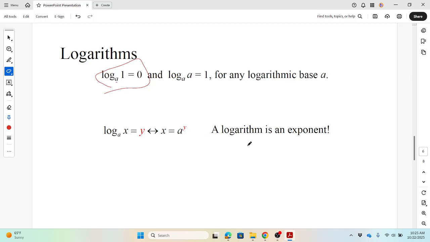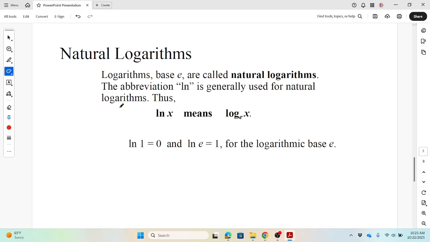If the base of your log function is e, then this is the notation we use, and that's called the natural base, ln x, the natural logarithmic function. If the base of the logarithmic function is 10, then we just use log. We don't write down any base. So if you don't see any base, that means the base is 10.